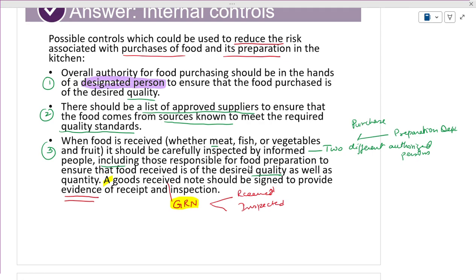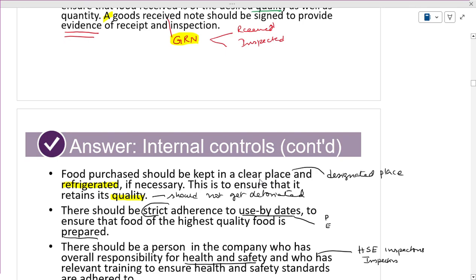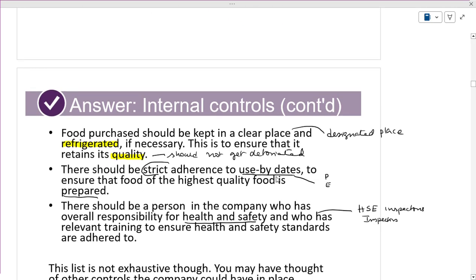When you are placing the order, it has to be placed by a designated person, with approved suppliers. When it has been received, two different people should be involved: one is the person to receive and one is the person who will inspect. Next, once you have received it, you have to keep it in a proper, designated place. Once you have kept it there, you should keep watch on the packing and expiry date.